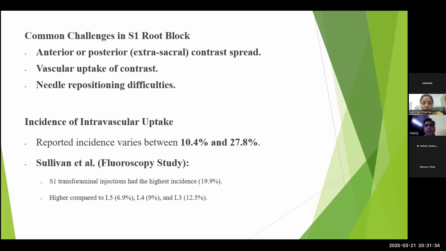Common challenges encountered during the S1 root block are anterior or posterior contrast spread, vascular uptake of contrast, and needle repositioning difficulties. Various studies have found that the incidence of vascular uptake varies between 10.4 and 27.8%. According to Salvian et al., under fluoroscopic guidance, S1 transforaminal injection has the highest incidence at 19.9%, compared to L5 at 6.9%, L4 at 9%, and L3 at 12.5%.